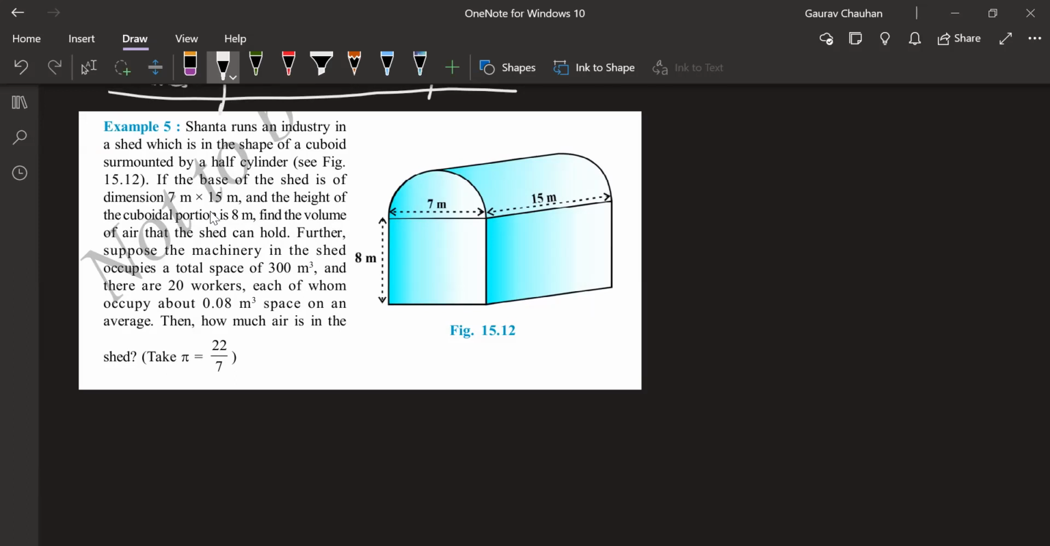Because of what we are measuring. Can I have your eyes on the board now? Pens down. This is the first question. We'll directly jump to the question because we've seen the formulas already. Okay. Shanta runs an industry in a shed. This is a shed. Okay. Shed is like a tent-like thing, something like that. Shanta runs an industry in a shed which is in the shape of a cuboid mounted by half cylinder.